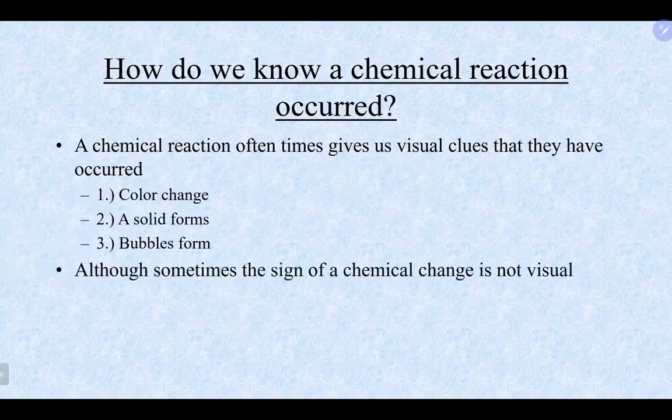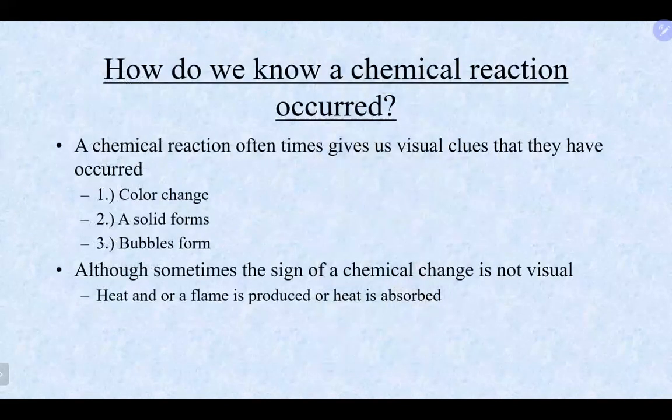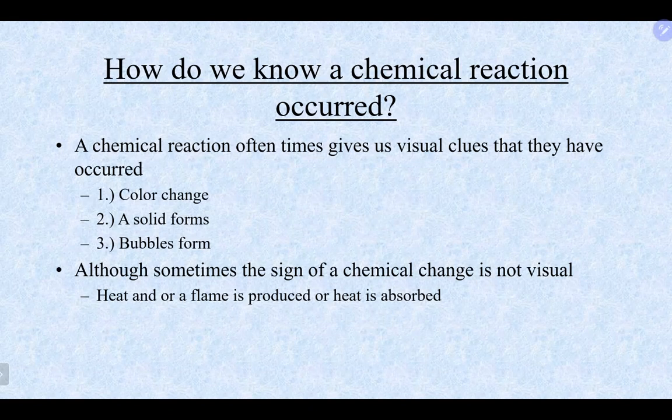We'll get into each of those in just a second, but here are some evidences that maybe a chemical reaction has taken place. Sometimes we do see something visual, perhaps a color change, a solid is formed, or bubbles, which usually indicate some type of gas has been made.